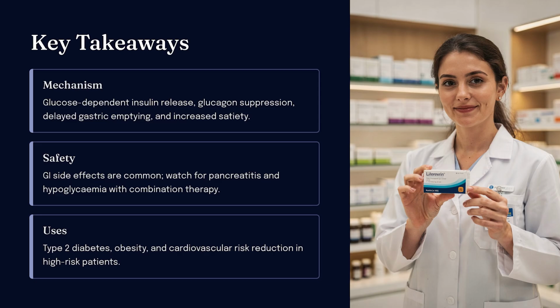Next is safety. The most common adverse effects are gastrointestinal side effects such as nausea, vomiting, and diarrhea. Clinicians should also watch for pancreatitis and hypoglycemia when used in combination therapy. Finally, consider the major uses. GLP-1 receptor agonists are widely used in type 2 diabetes, have an important role in obesity management, and provide cardiovascular risk reduction in high-risk patients.